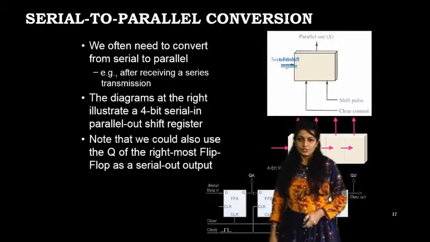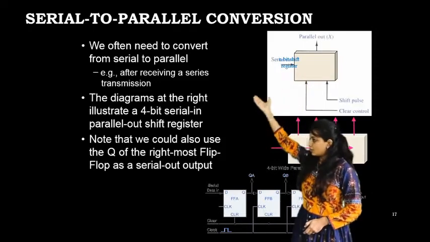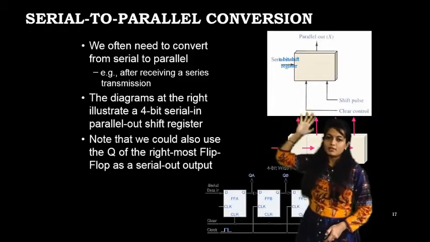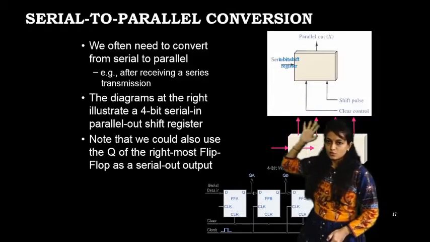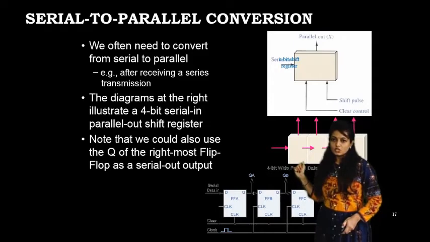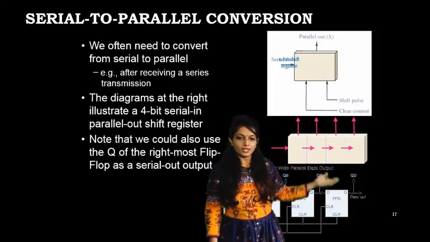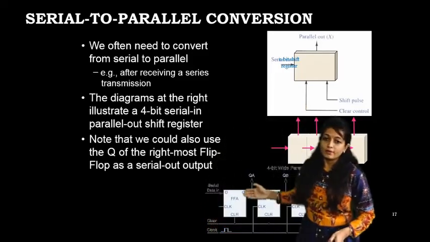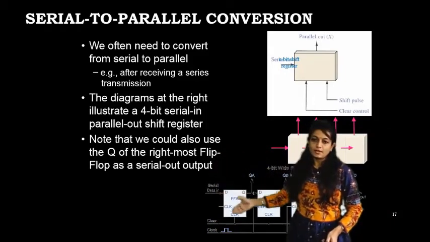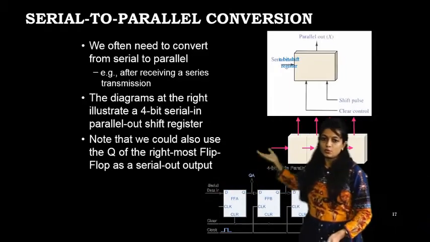Now, serial to parallel conversion. Over here, serial input is there and parallel output is there. We often need to convert serial data to parallel data, so SIPO, serial input, parallel output, is used. After receiving a serial transmission, we are able to transmit the data in parallel. This diagram illustrates serial input and parallel output with the help of 4 clock pulses and 4 flip-flops. Serial input is applied to the leftmost flip-flop and the outputs are taken in parallel: Q0, Q1, Q2 and Q3.